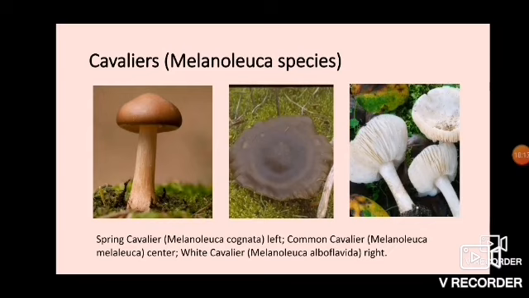Finally, we're going to be looking at 3 of the Melanoleuca species that occur here, and these are called the Cavaliers. On the left we have the spring Cavalier, Melanoleuca cognata. In the middle, we have the common Cavalier, Melanoleuca melaleuca. And on the right, we have the white Cavalier, which is Melanoleuca alboflavida.